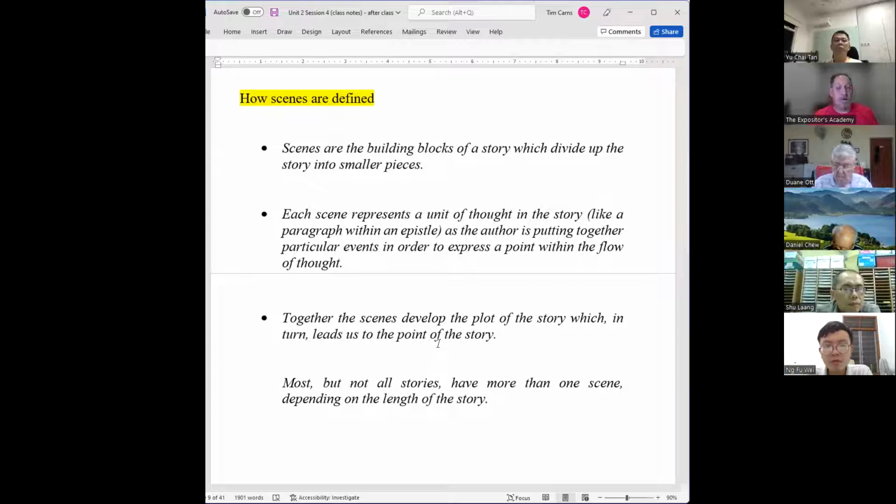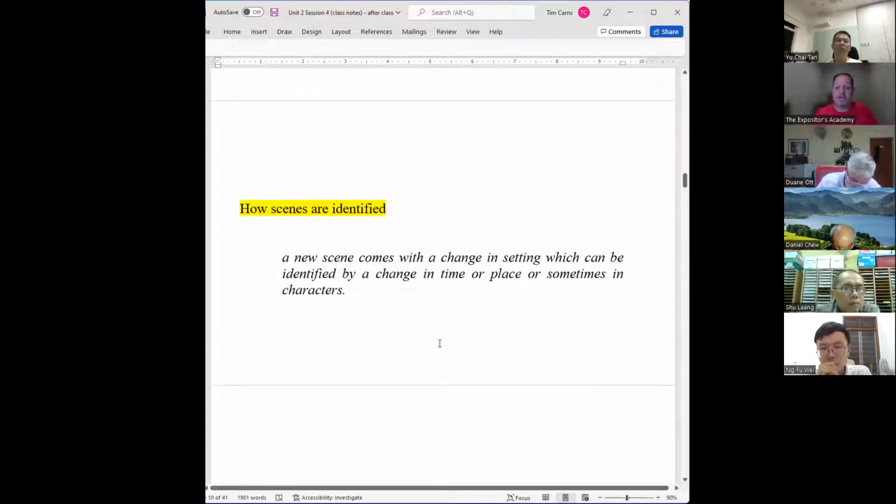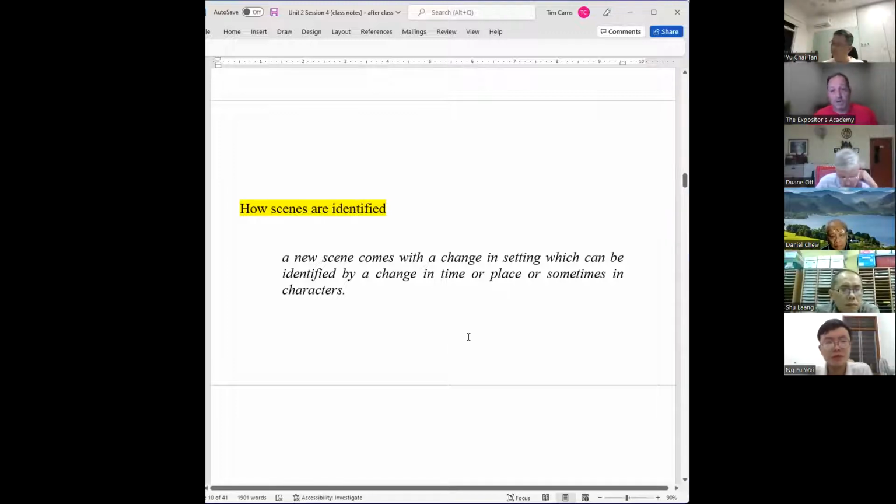Most stories, but not all of them, have more than one scene, depending on the length of the story. Now, how do we identify a scene? Well, that is a change in setting. As the time or the location or perhaps even the characters change, that could indicate a new scene, a change in the scene. And so that's what we want to look for as we examine and study a story. We look for, okay, what are each of the scenes within the story?